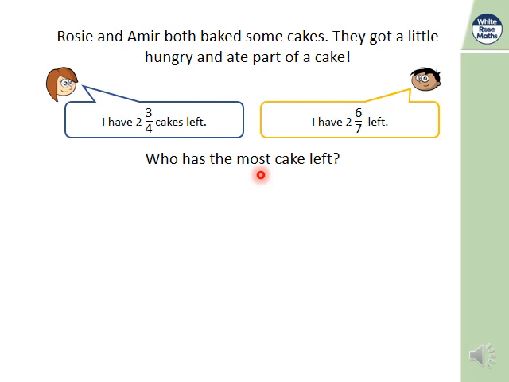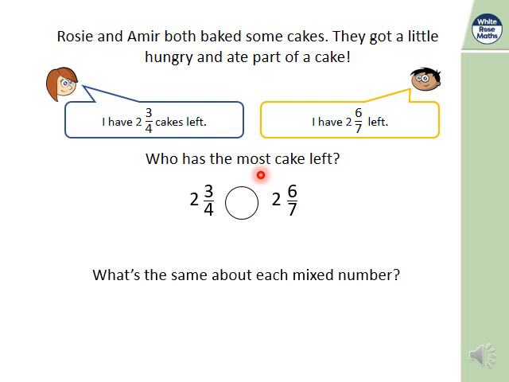Now to do this question, we're going to do it together. So we need to work out which symbol we would have. And the first thing we need to have a look at is what's the same about each mixed number. What do you notice is the same about each of those? I'll give you 5 seconds to have a think.